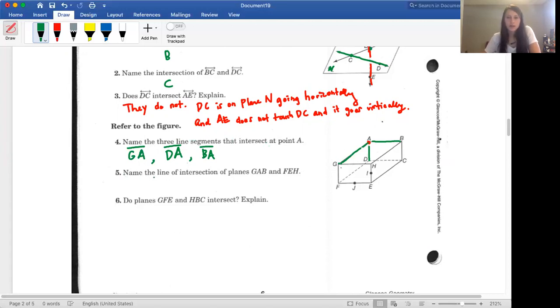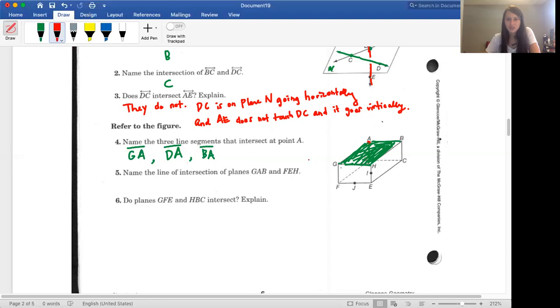Number 5, name the line of intersection of planes GAB. So let me see, GAB. They used 3 points to name the plane. Remember, we can use that. So the 3 points that name this plane, this top part here, that's G. So name the line of intersection of planes GAB and FEH.